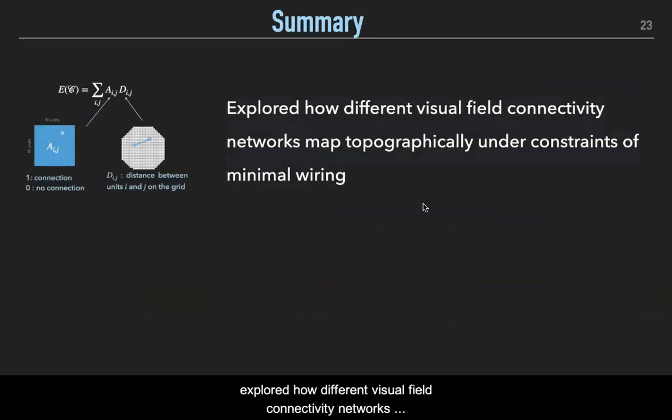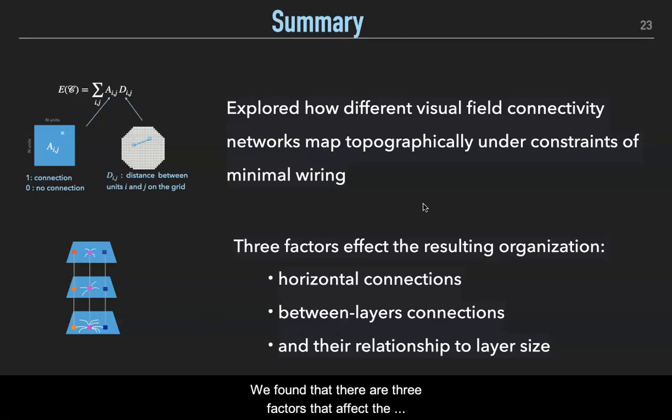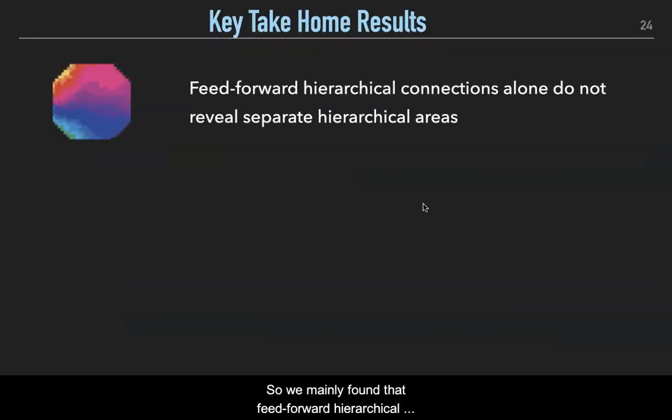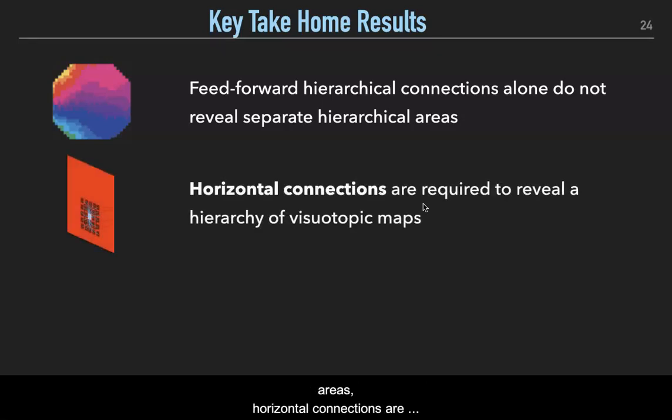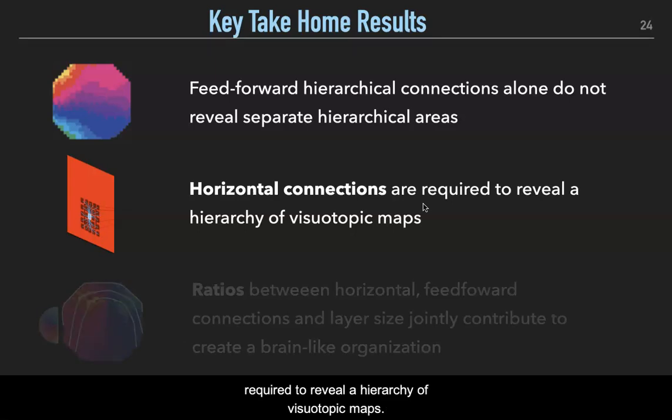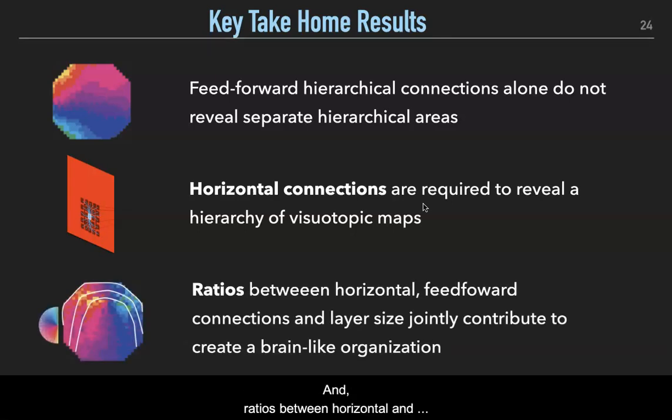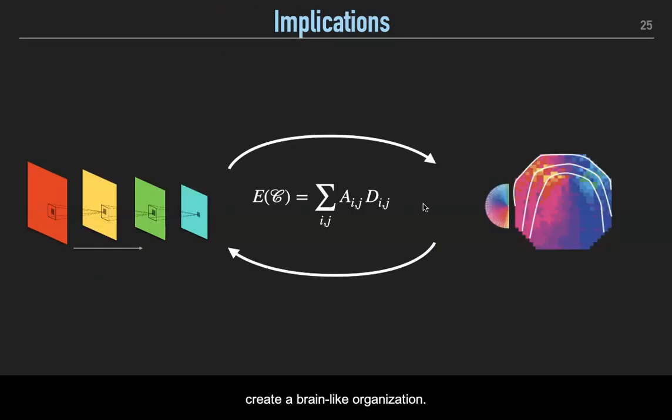So what we did is that we explored how different visual field connectivity networks map topography under constraints of minimal wiring. We found that there are three factors that affect the resulting organization: the horizontal connection length, the in-between layer connections, and their relationship to the layer size. So we mainly found that feed-forward hierarchical networks alone do not reveal separate hierarchical areas. Horizontal connections are required to reveal a hierarchy of visuotopic maps, and ratios between horizontal feedback connections and layer size jointly contribute to create a brain-like organization.